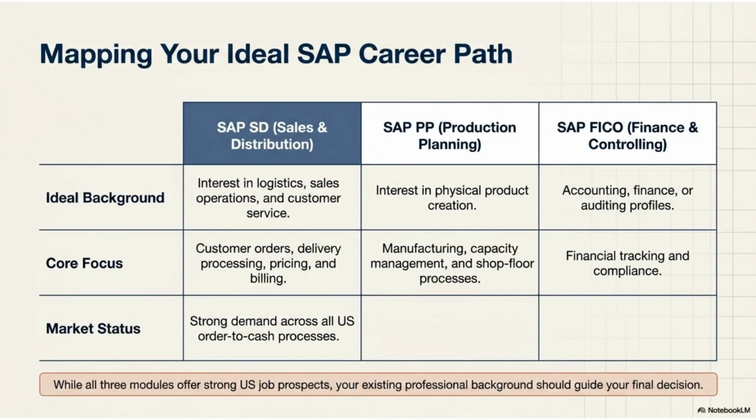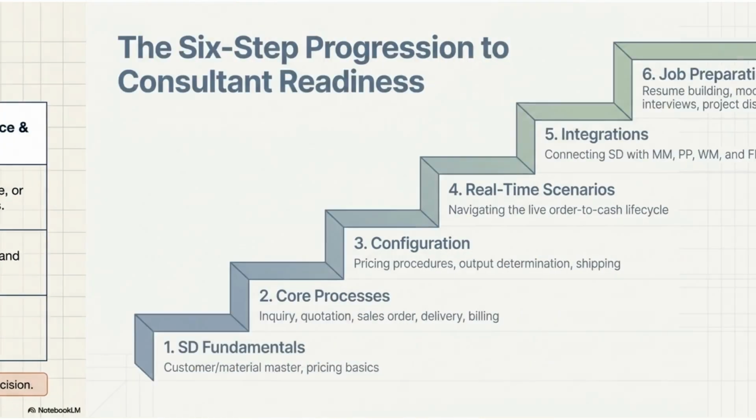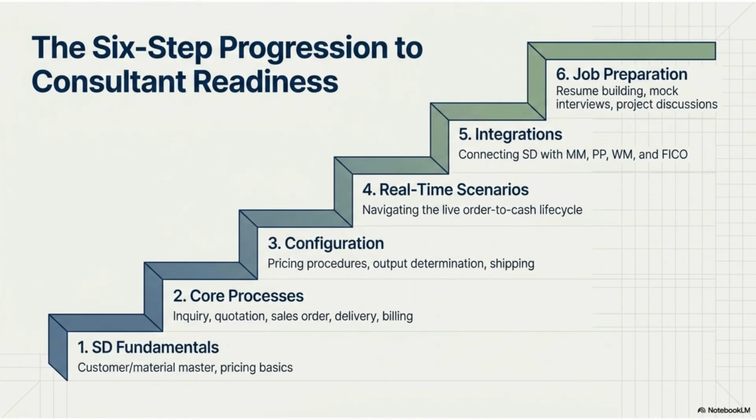SAP SD is ideal for those interested in sales and customer service. Other modules, like production planning or finance and controlling, cater to different professional interests, but all offer strong career prospects in the US market. Becoming a consultant involves a 6-step progression.